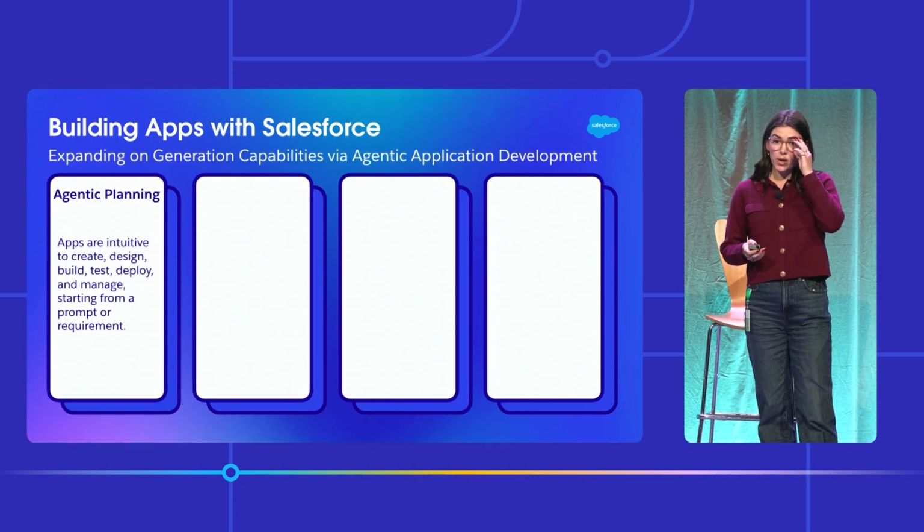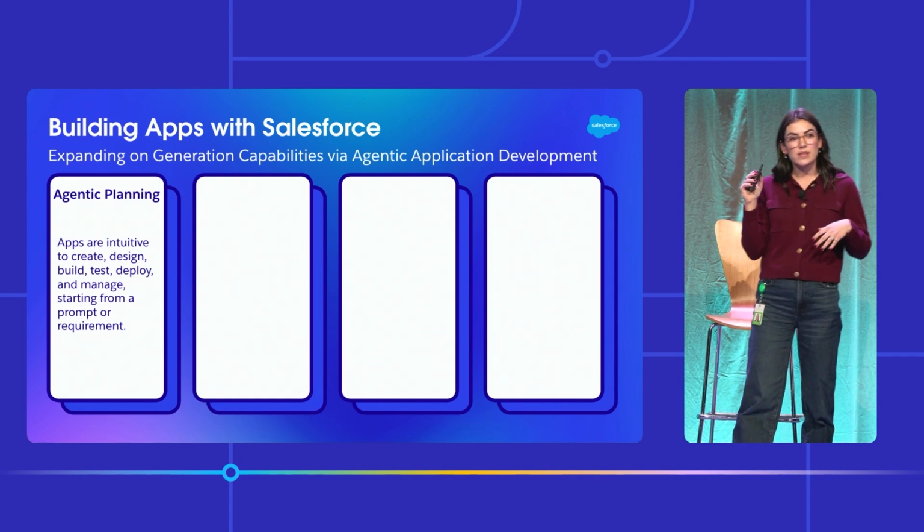All right, so we're coming up with this new concept where you can build applications on Salesforce with AI, and we're really expanding on not just flow generation capabilities, but all other types of metadata generation. And the way that we're thinking about it is a couple of different concepts. And the first is agentic planning.